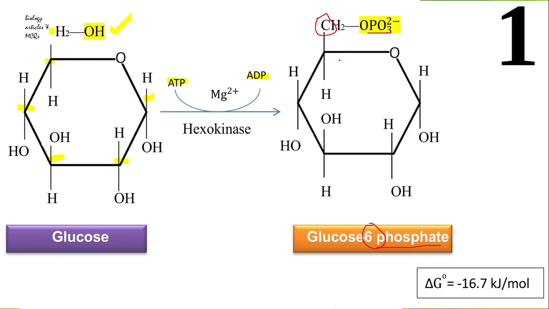So this molecule is called glucose 6-phosphate, and this process is carried out by an enzyme that is called hexokinase. Hexo because this is a 6-carbon sugar. So this is the first process in which the glucose has been converted into glucose 6-phosphate.